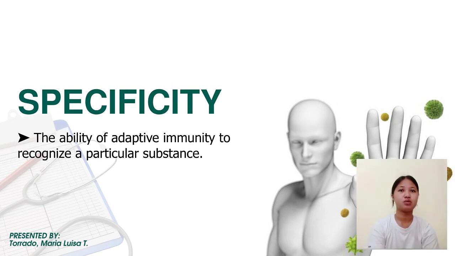Specificity, the ability of adaptive immunity to recognize a particular substance. Specificity in the context of adaptive immunity refers to the immune system's ability to recognize and target a particular substance, such as specific pathogens or foreign molecules.